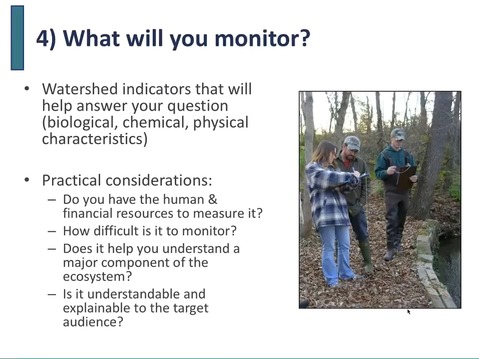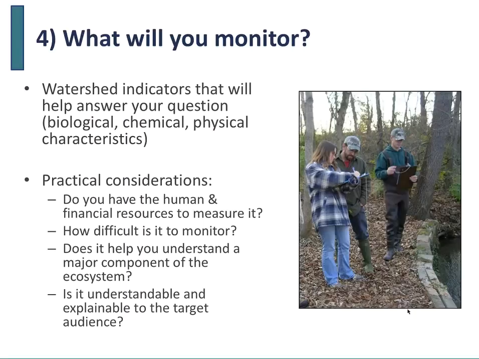From there, we move on to a lot of fun parts. People often like to jump to steps 4 and 5 right from the beginning, and we have to slow them down and say, we take one step at a time. But this is something that a lot of people come to the table thinking about already. What will you monitor? Looking at the watershed indicators that will help answer your question, and you can explore looking at biological, chemical, and physical characteristics. And at this point, we start having to take into account very practical considerations.